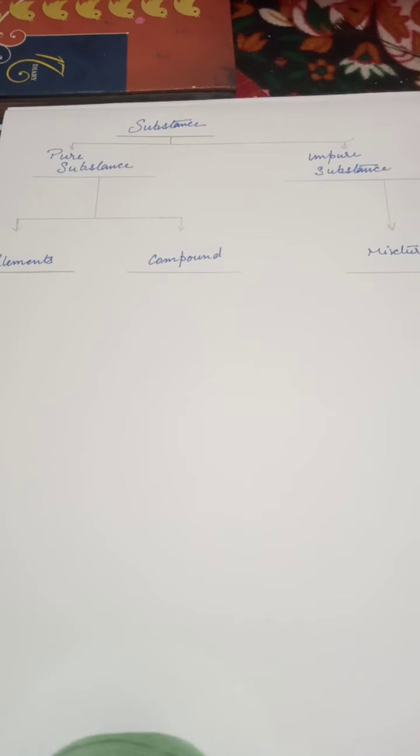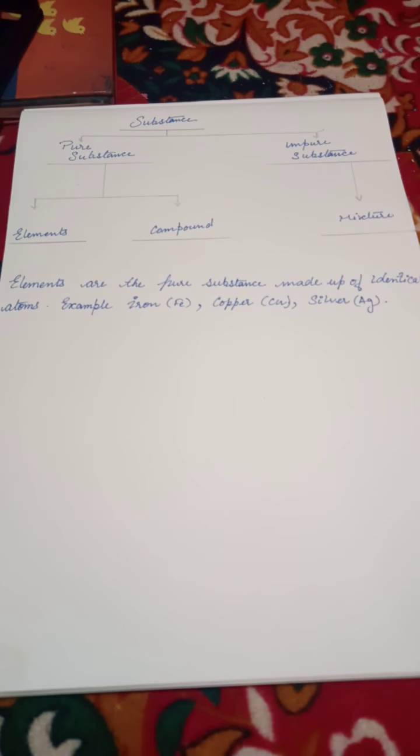Substances are classified into two: pure substance and impure substance. In pure substance we have two categories: elements and compounds. What are elements? Element is a pure substance made up of identical atoms. Example, iron and copper. And what is compound? Compound is a pure substance made up of two or more elements. Example, carbon dioxide.